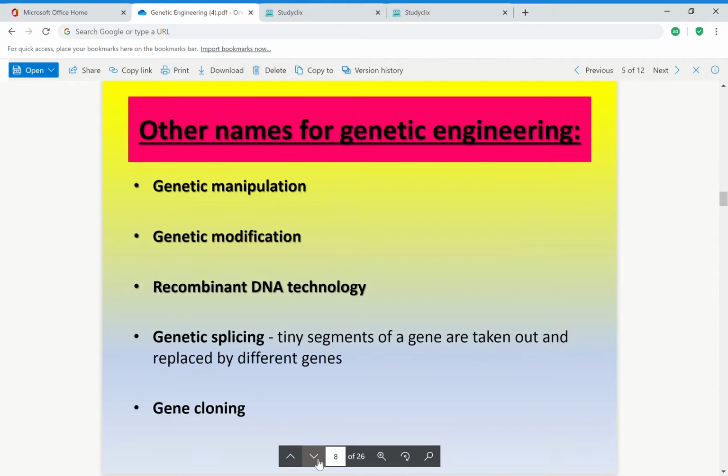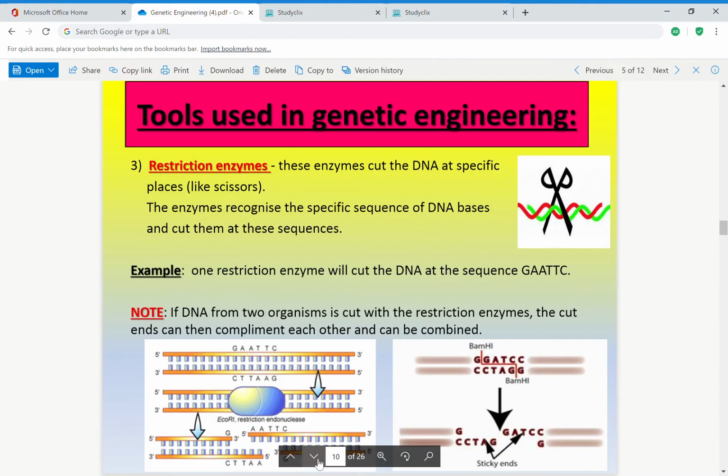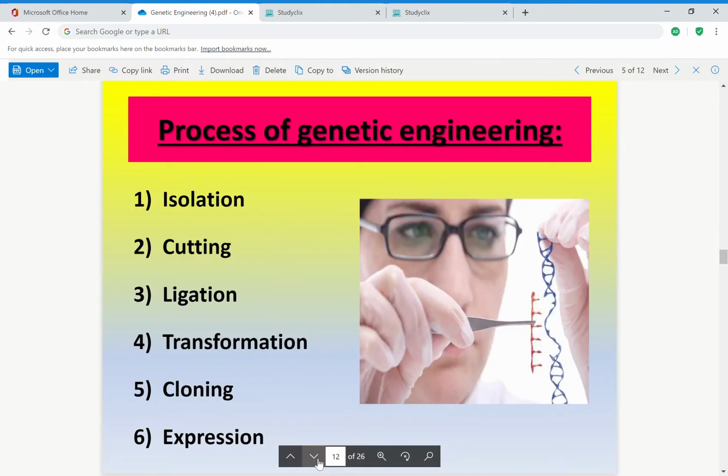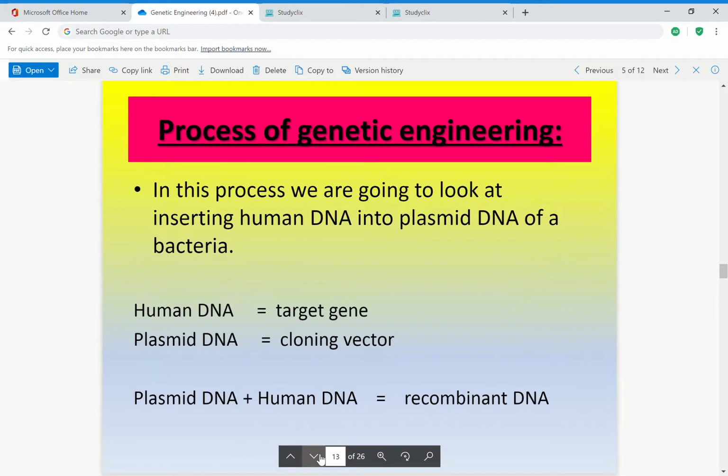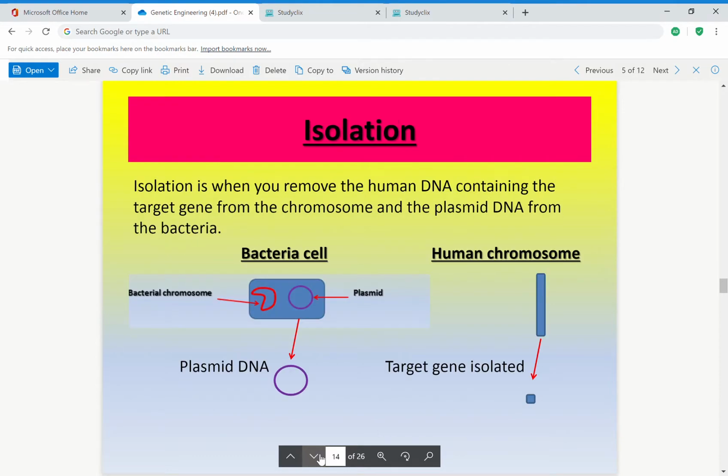So I'm just going to pick out the important parts here. Essentially what you need to know is the steps involved in genetic engineering. These 6 steps essentially cover what we just mentioned on that diagram. The first one is called isolating. That's when you remove the human DNA containing the target gene from the chromosome and the plasmid DNA from the bacteria. As mentioned, you take the plasmid out and you take the target gene.